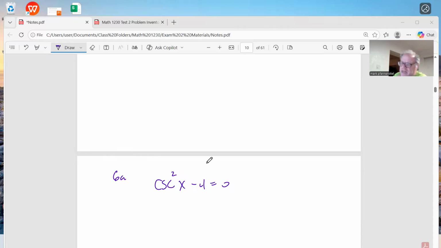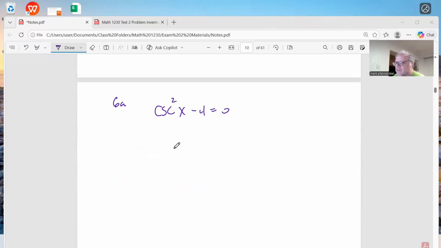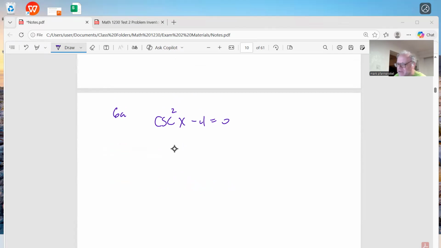Okay, welcome back to trigonometry. We're looking at problem 6a here. So this is cosecant squared x minus 4 is equal to 0. We're going to try to solve this thing.